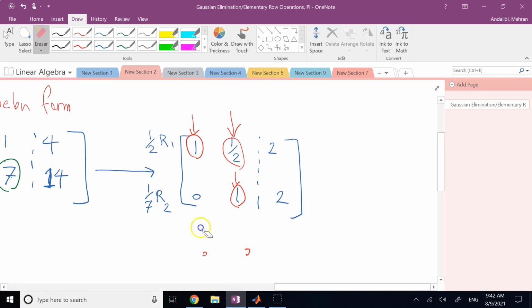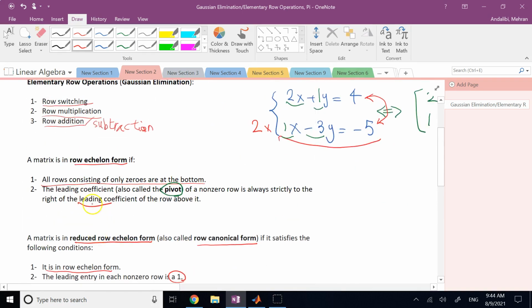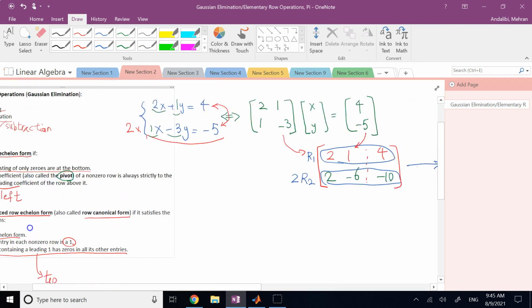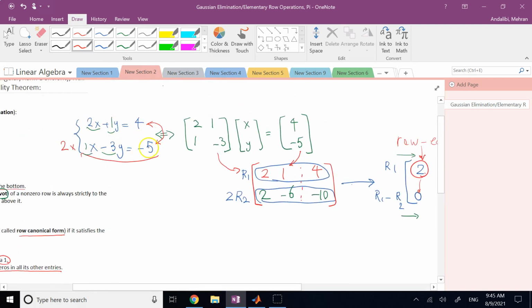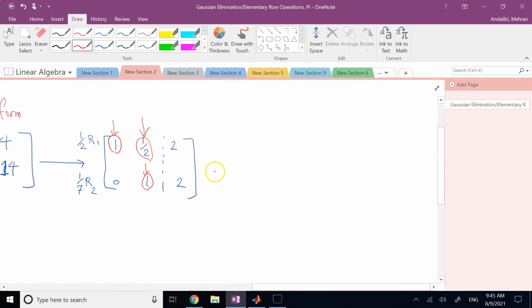Okay, and when it says leading for a column, it means it is on the top, and when it talks about a row, leading means it is on the left. So hopefully now the meaning of elementary row operations or Gaussian elimination, as well as row echelon form, reduced row echelon form, or canonical form, and pivot are clear. And why do we do all of that? Because now I have converted my system of equations into a form that is much easier to solve, right?